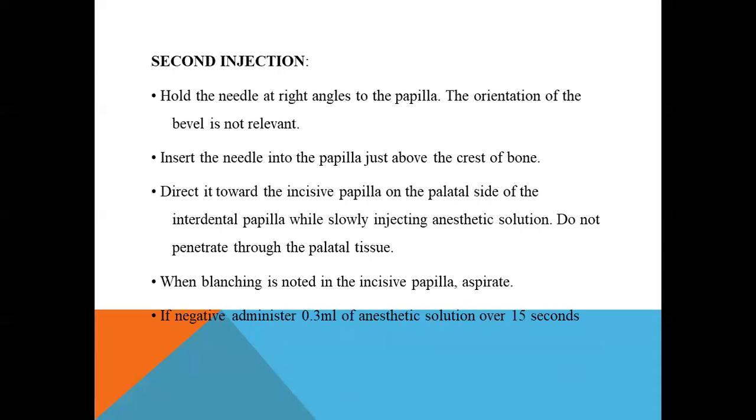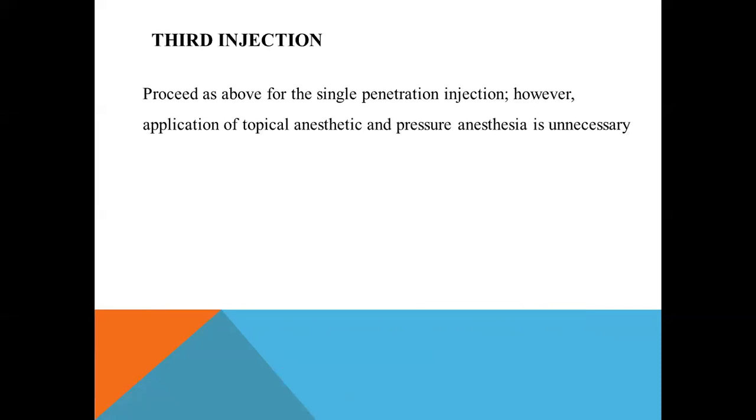For the second injection, hold the needle at a right angle to the papilla. The orientation of the bevel is not most relevant. Insert the needle into the papilla just above the crest of the bone, directed towards the incisive papilla on the palatal side of the interdental papilla, while slowly injecting the anesthetic solution. Do not penetrate through the palatal tissue. When blanching is noted in the incisive papilla, aspirate and administer the anesthetic solution.